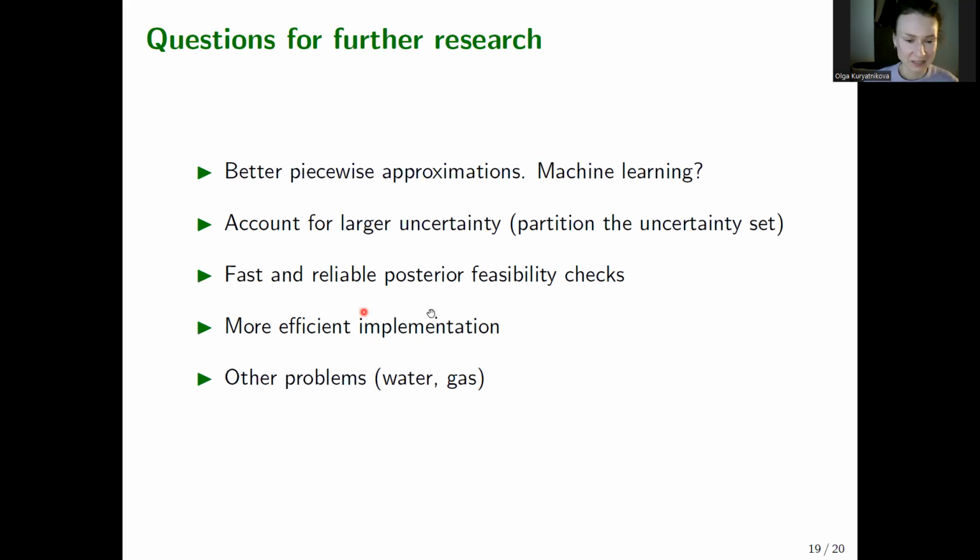Yeah, there could be other ways. More efficient implementation, of course, as always, and also finally some other problems. So the water and gas problems, they have very similar structure and similar sources of uncertainty. That also would be interesting to see if these good things work only on ACOPF, or are they also typical for these problems, because the theory works for any nonlinear problem. It doesn't have to be ACOPF.